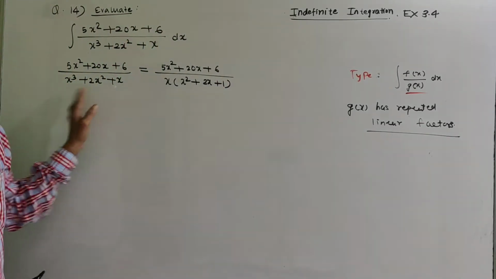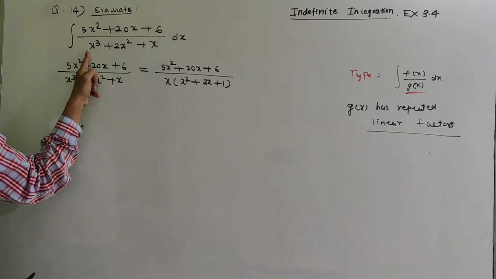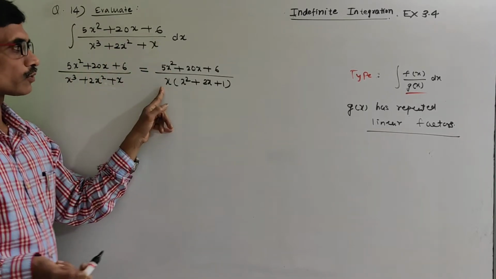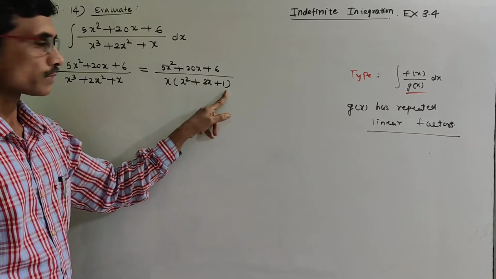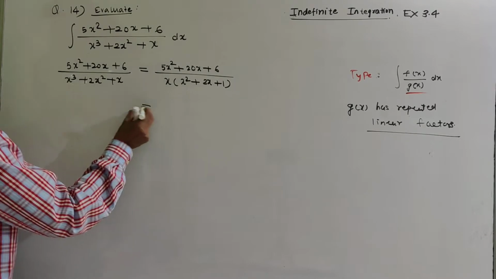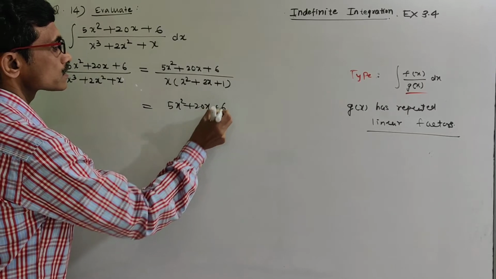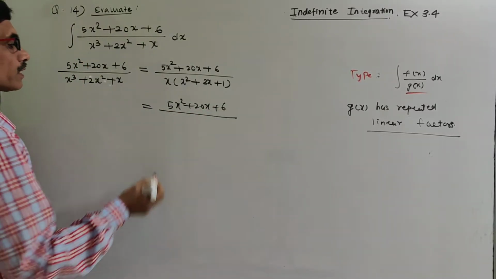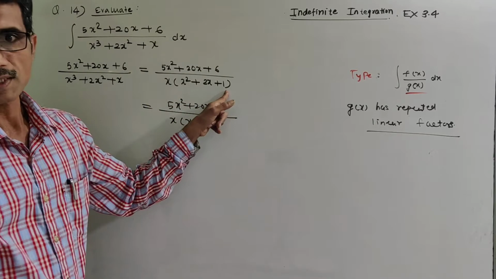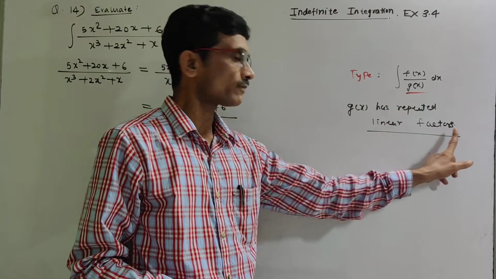Look at the exercise 3.4 question number 14, integral of (5x square + 20x + 6) upon (x cube + 2x square + x) dx. If you take x common from here, it will be x square + 2x + 1. ये (x + 1) का square है. So the denominator will become x into (x + 1) whole square. तो ये factors of g(x). So g(x) has repeated linear factors.